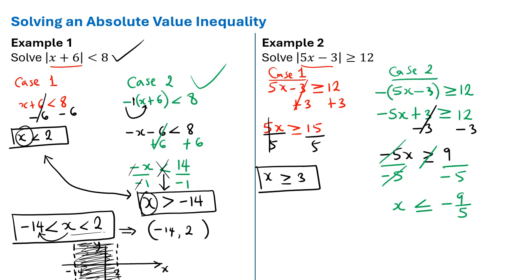So this is what we're going to do now. We need to look at how we can combine those, and you can see what we have here. You have x is greater than or equal to 3, and x is less than or equal to negative 9/5. In trying to combine this, you will now be able to get it into a single compound inequality like we had here. This one here is just like a compound inequality.